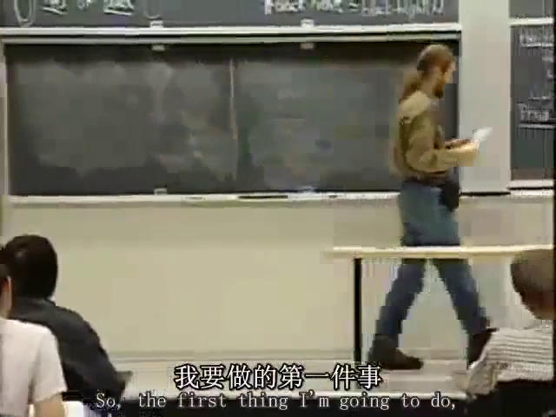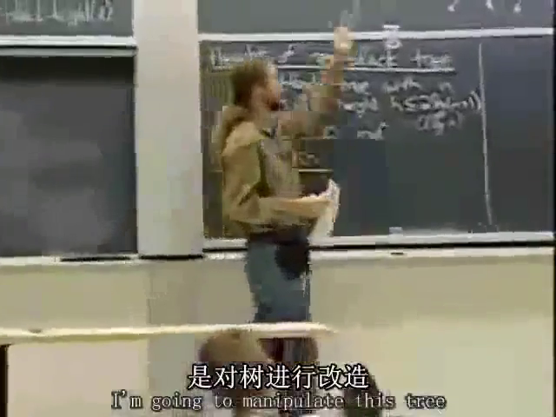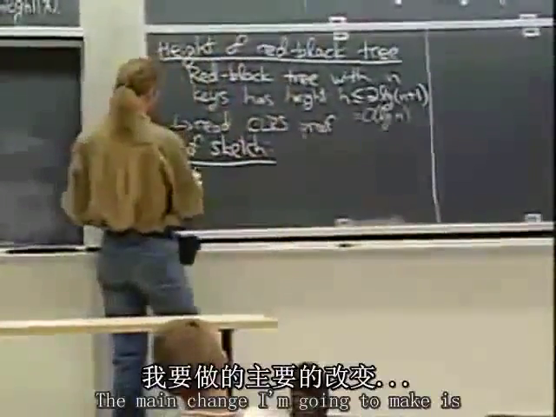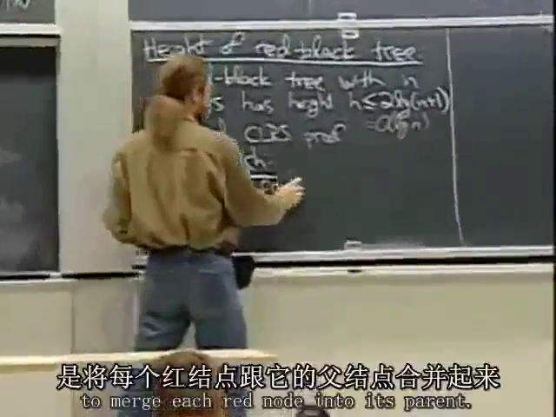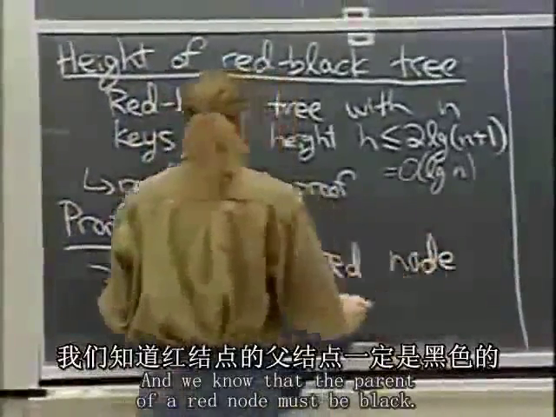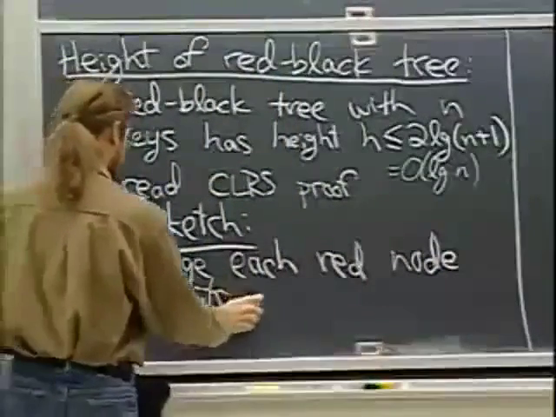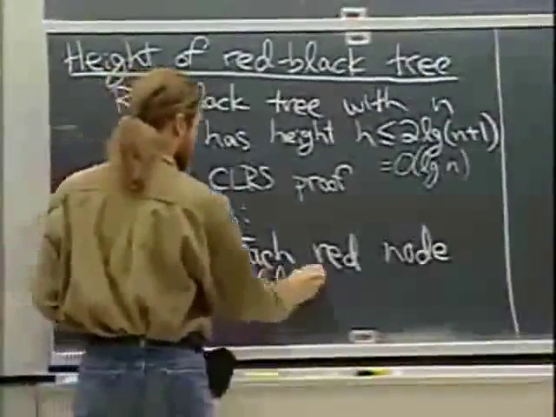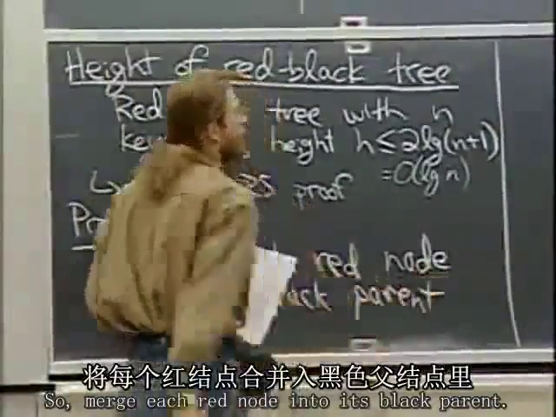So the first thing I'm going to do is manipulate this tree until it looks like something that I know. The main change I'm going to make is to merge each red node into its parent. And we know that the parent of a red node must be black. Merge each red node into its black parent.